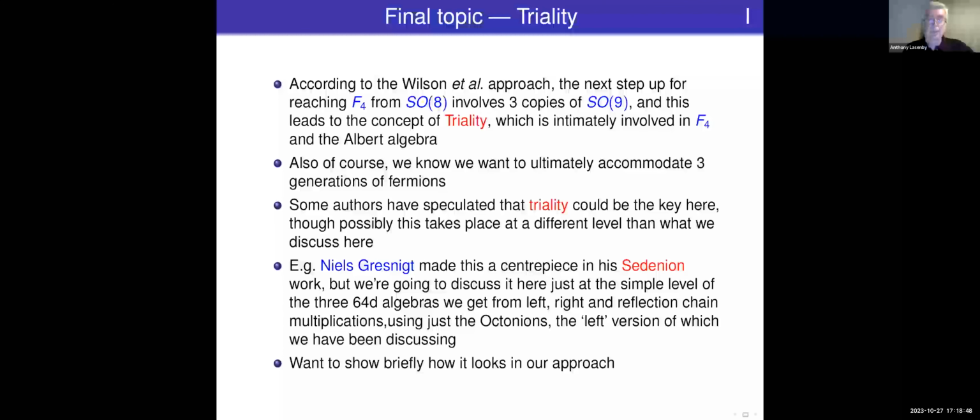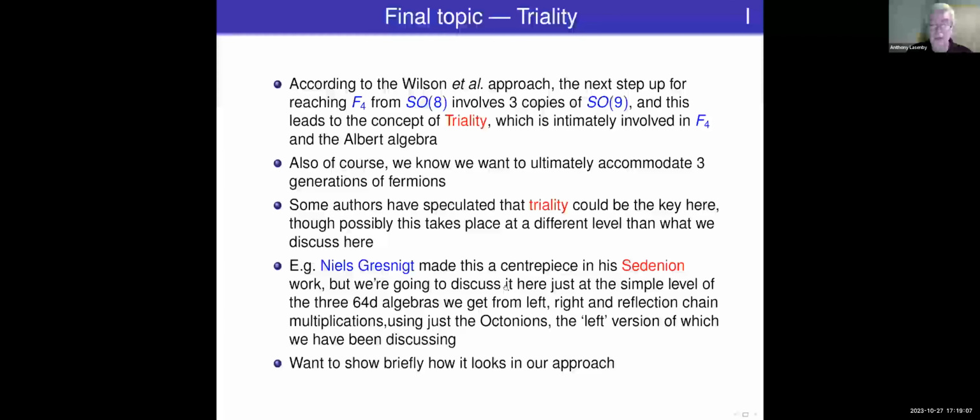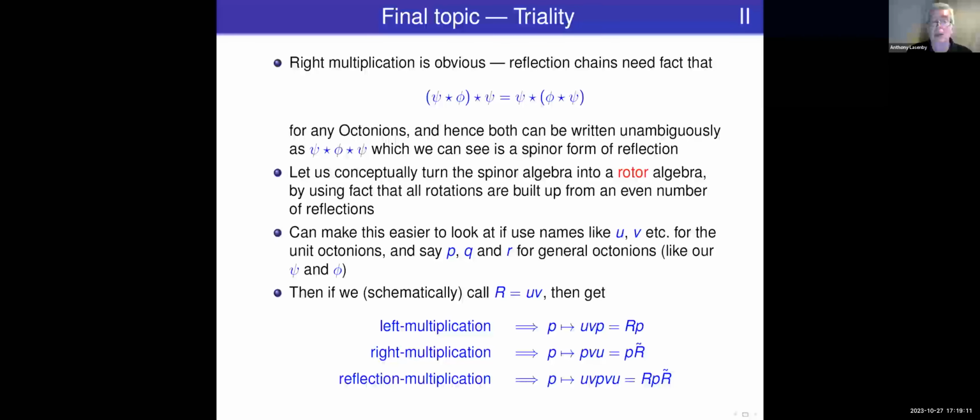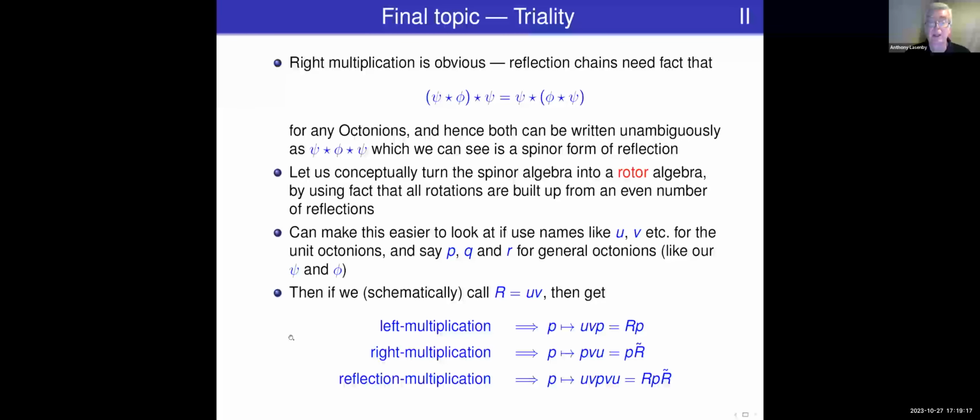Now, of course, we know we want to ultimately accommodate 3 generations of fermions, and maybe triality is to do with that. And indeed, maybe it's a good argument for using the Sedenions, because Niels Gresnigt has made it very clear that they have a very nice version of triality which could be used in this form. I'm going to do something less ambitious and just look at standard triality, which happens when you consider the states due to left multiplication, right multiplication, and reflection multiplication.